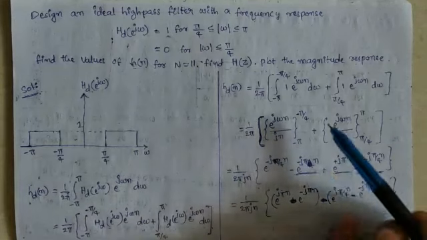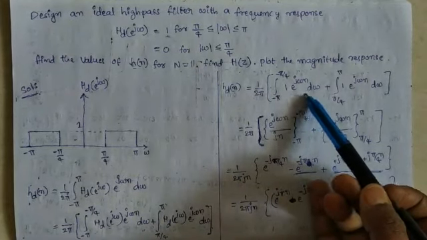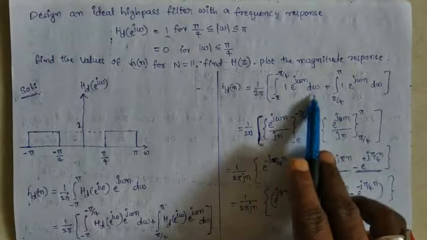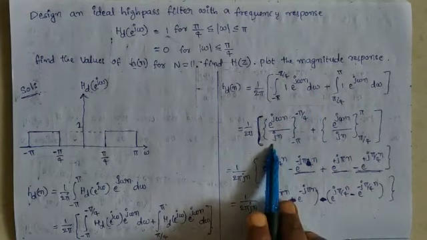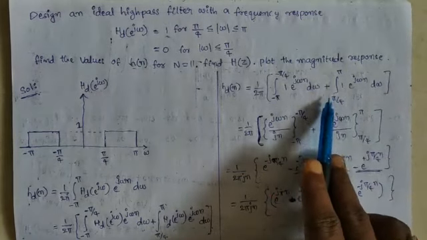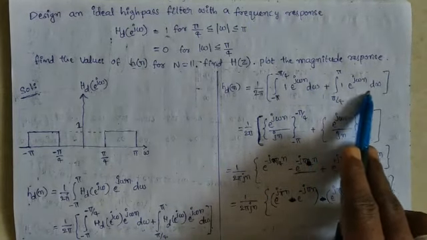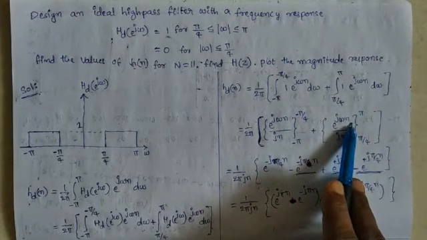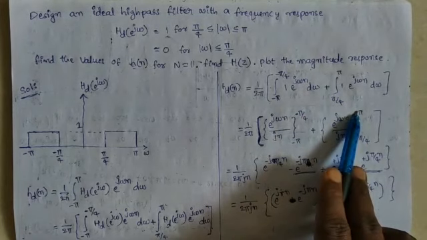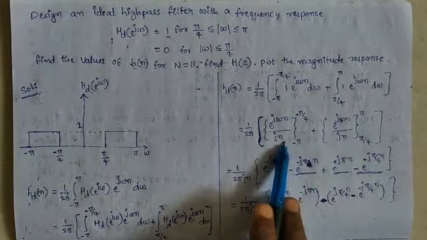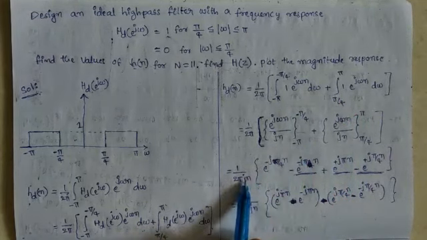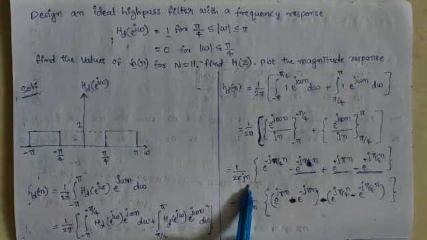Now we are applying the integration of e power j omega n with respect to omega, which is e power j omega n by jn, with limits minus pi to minus pi by 4, plus the integration of e power j omega n with respect to omega, which is e power j omega n by jn, with limits pi by 4 to pi. In these two terms the common term is jn, the constant term, which I am taking out: 1 by 2 pi jn of.